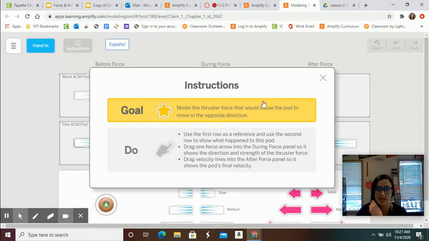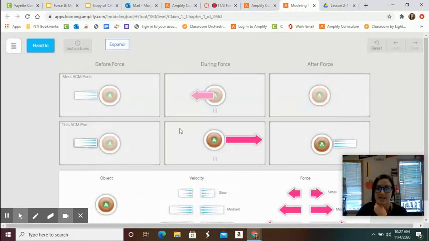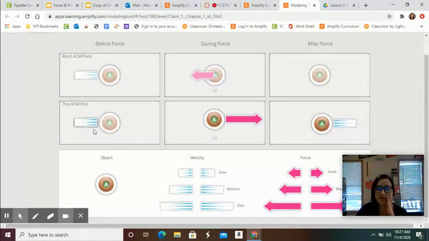Our goal was to show that the thruster's force would have to cause the pod to move in the opposite direction. On the second row, I didn't really worry about the first row so much, this would show the pod going at the station. If we imagine the station's over here, it's coming in and you can see the velocity right here. Then it hits the station because that velocity is moving it, and then it goes in the other direction.